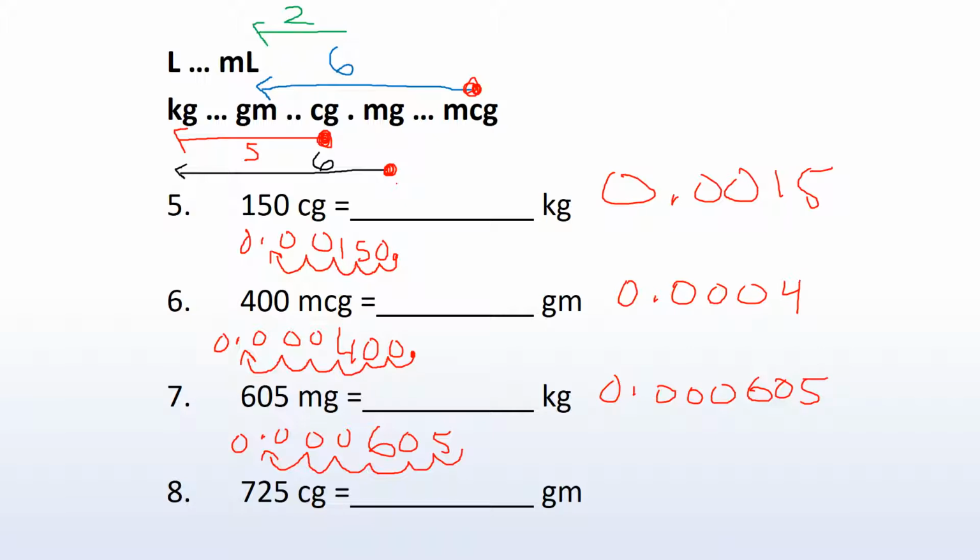And lastly, centigram, this funny guy, to grams. 7 point. Yeah, 2 spaces. So we got 7, 2, 5. Here's your decimal point. 1, 2. There's its new home. 7.25.